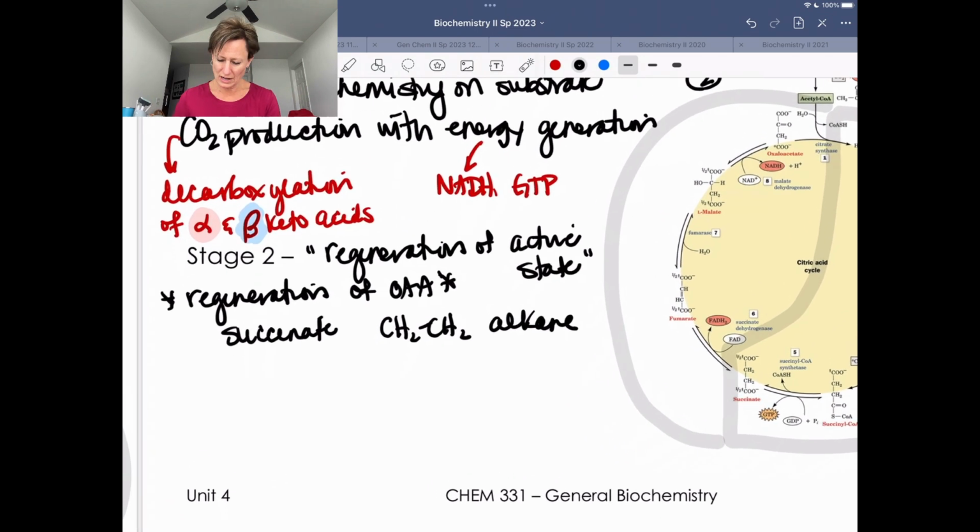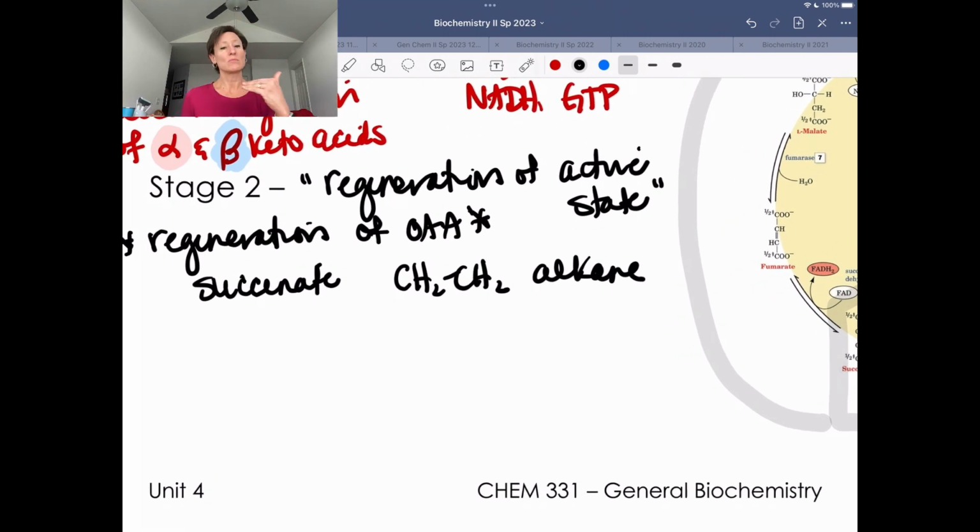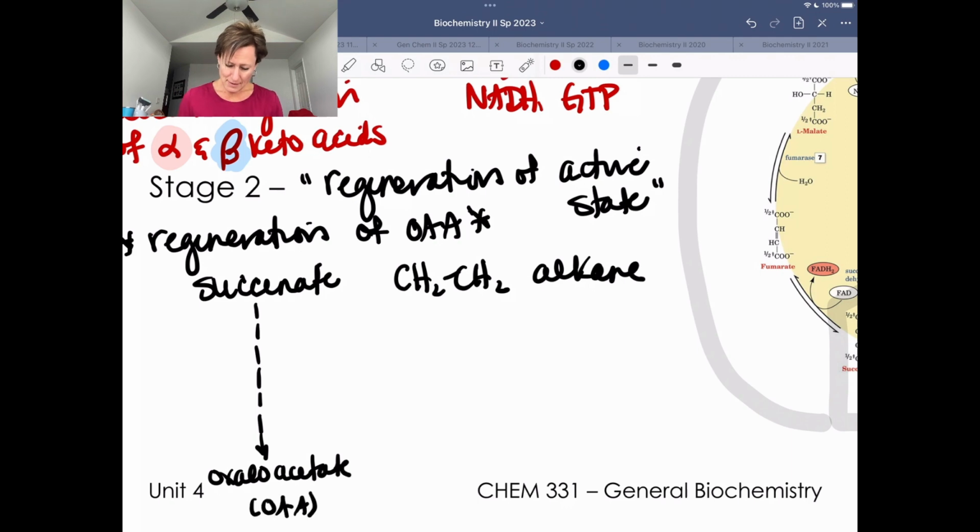I'm going to zoom in here so that I can write a little bit better. And again, I'm giving you this 30,000 foot view right now so that when we walk through the details, it'll make sense. Ultimately, we have to take succinate and convert it into oxaloacetate, that's our OAA. And here's the chemistry that's going to happen. We're going to convert this alkane into an alkene.